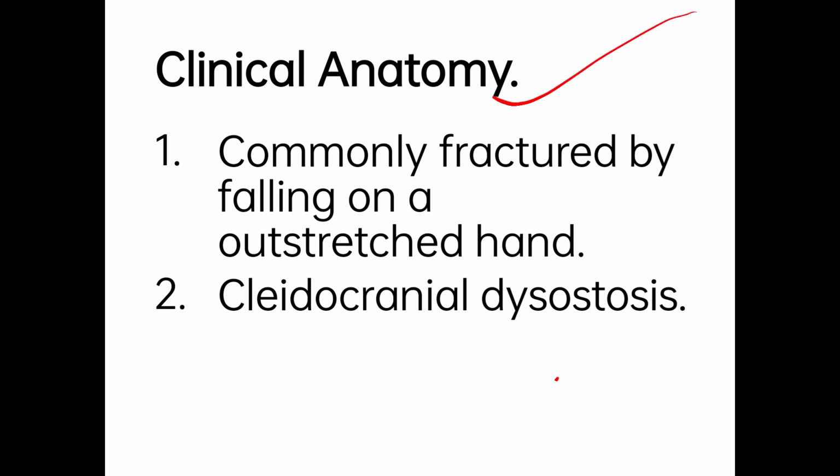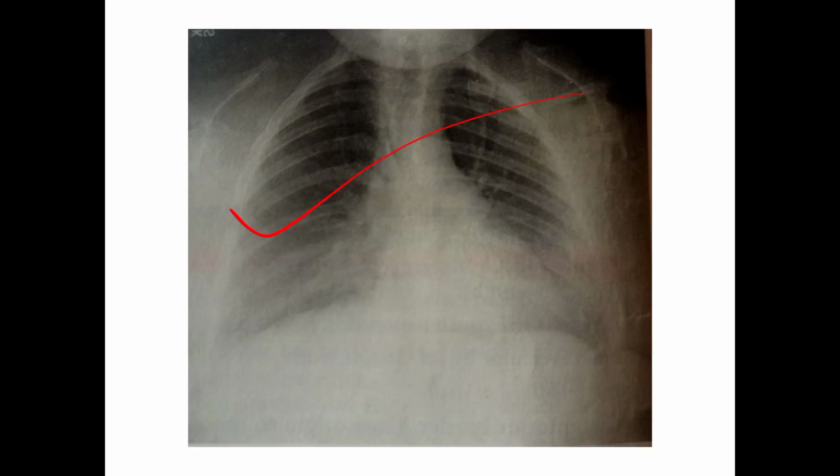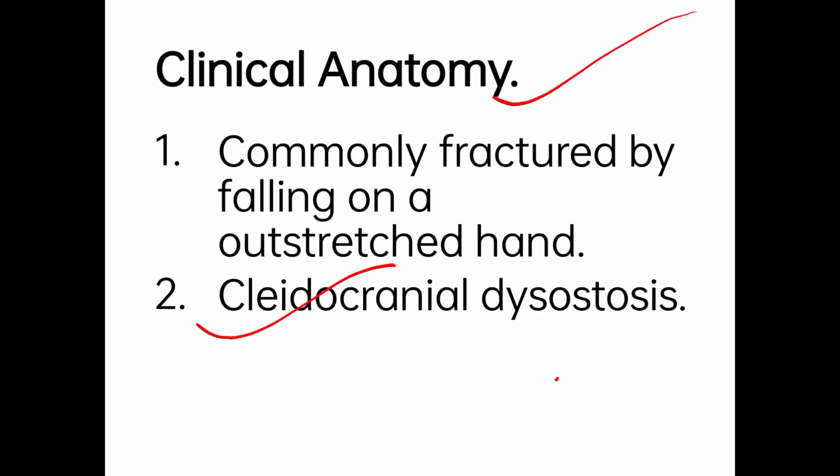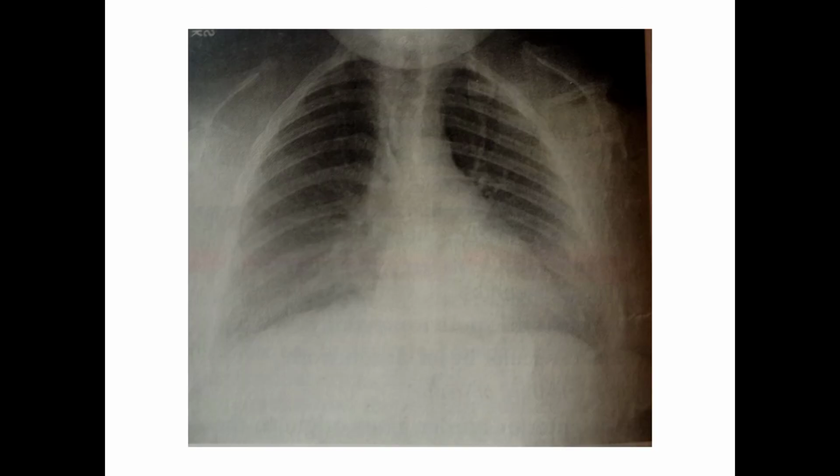Now, what is cleidocranial dysostosis? The clavicle may be congenitally absent. See, as seen in this X-ray, there is no clavicle. The clavicle may be congenitally absent or imperfectly developed in a disease called cleidocranial dysostosis. In this condition, the shoulder droops and can be approximated anteriorly in front of the chest, as seen in the X-ray.